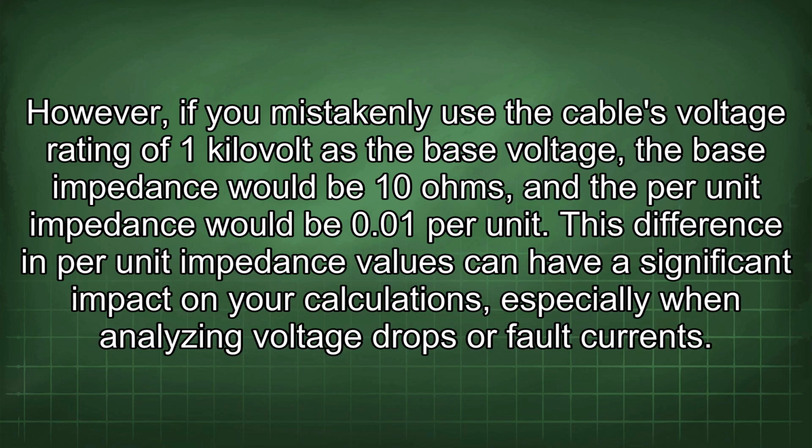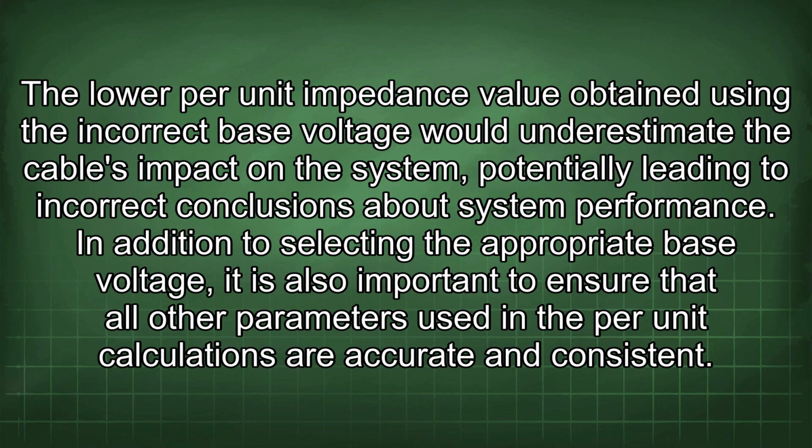However, if you mistakenly use the cable's voltage rating of 1 kilovolt as the base voltage, the base impedance would be 10 ohms, and the per unit impedance would be 0.1 per unit. This difference in per unit impedance values can have a significant impact on your calculations, especially when analyzing voltage drops or fault currents. The lower per unit impedance value obtained using the incorrect base voltage would underestimate the cable's impact on the system, potentially leading to incorrect conclusions about system performance.